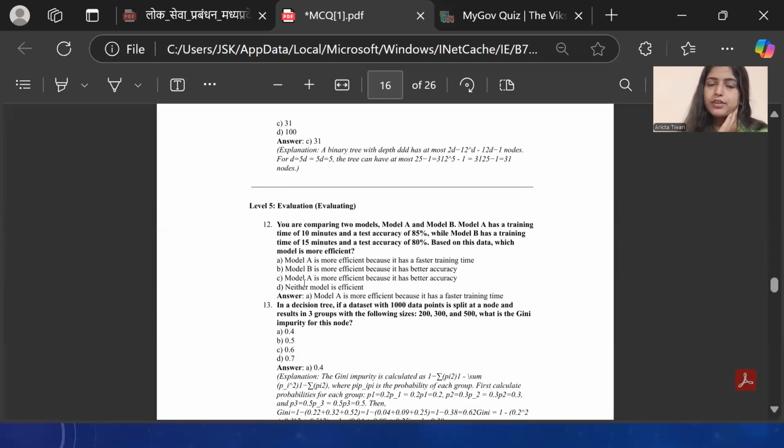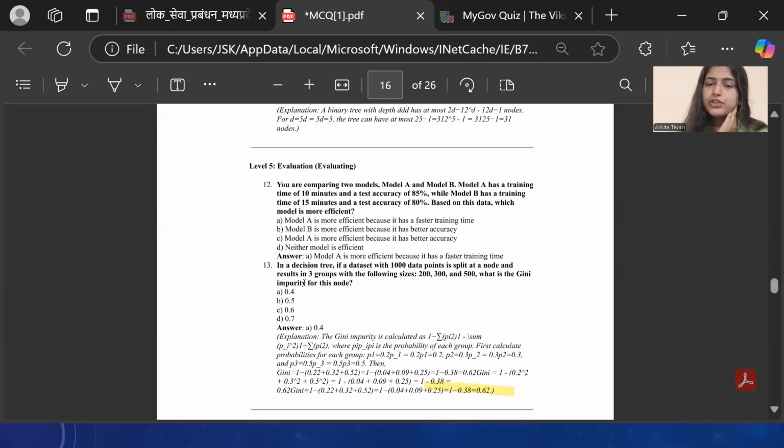Our next is level 5, evaluation. You are comparing two models, model A and model B. Model A has a training time of 10 minutes and a test accuracy of 85%, while model B has a training time of 15 minutes and a test accuracy of 80%. Based on the data, which is more efficient? Model A is more efficient because it has a faster training time.